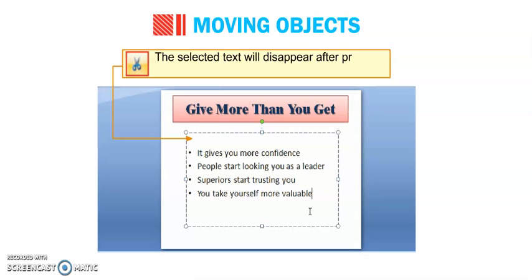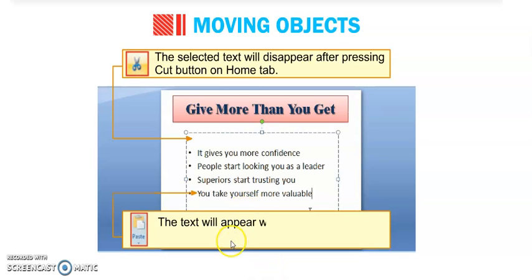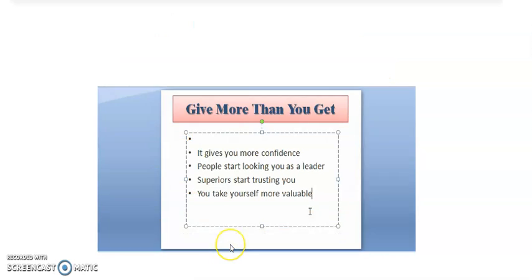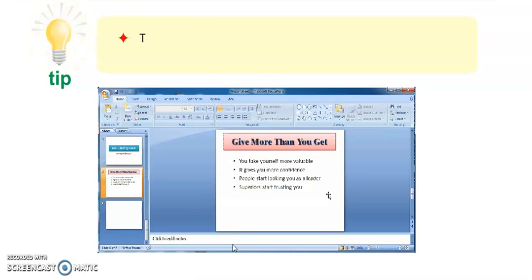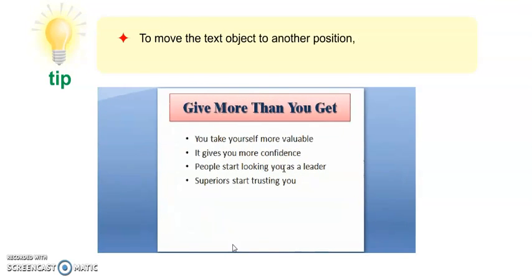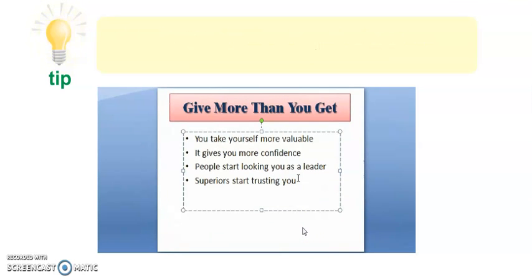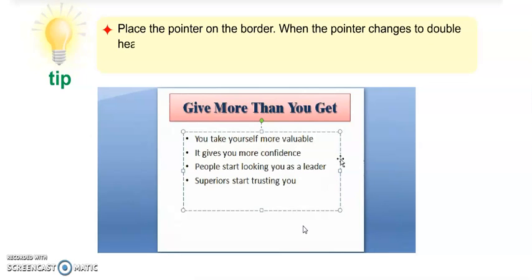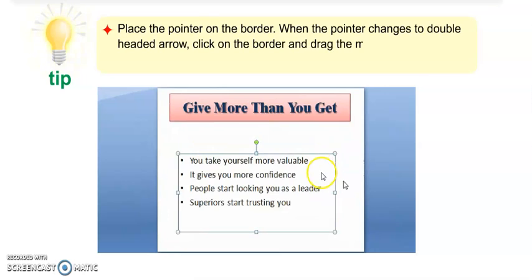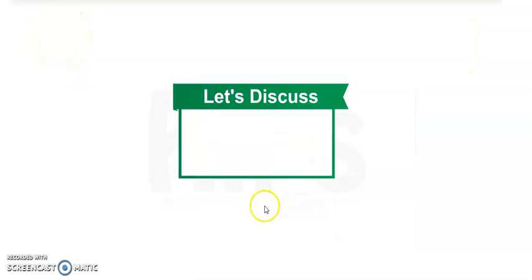The selected text will disappear after pressing the Cut button on the Home tab. The text will appear where you place the cursor after pressing the Paste button. Now there is another tip for you. To move the text object to another position, click anywhere inside the placeholder that contains text. Then place the pointer on the border. When the pointer changes to a double-headed arrow like this, click on the border and drag the mouse in the direction where you want to place the text box.